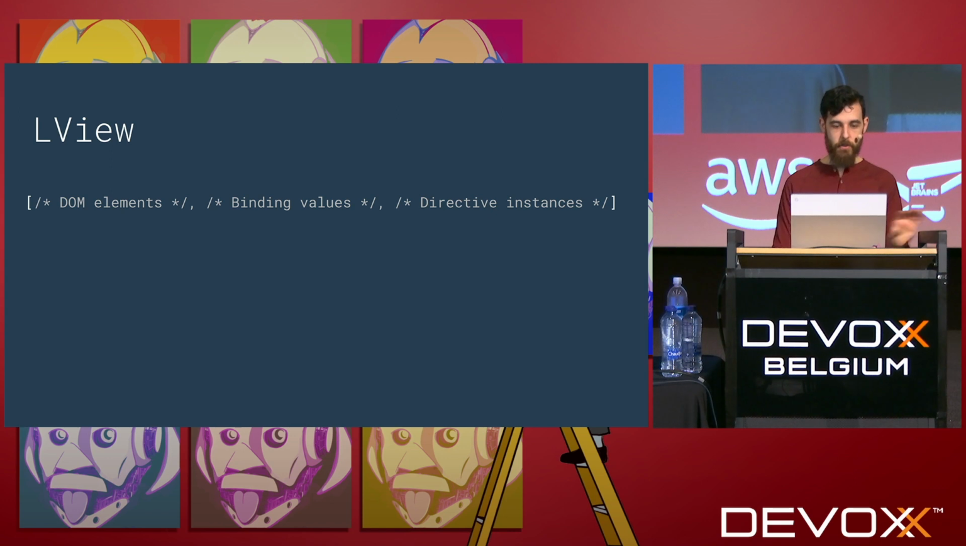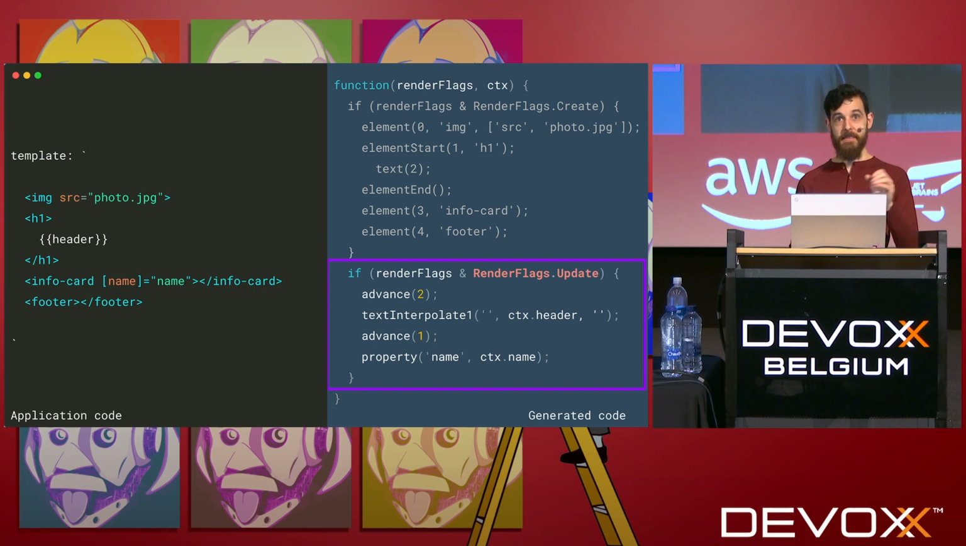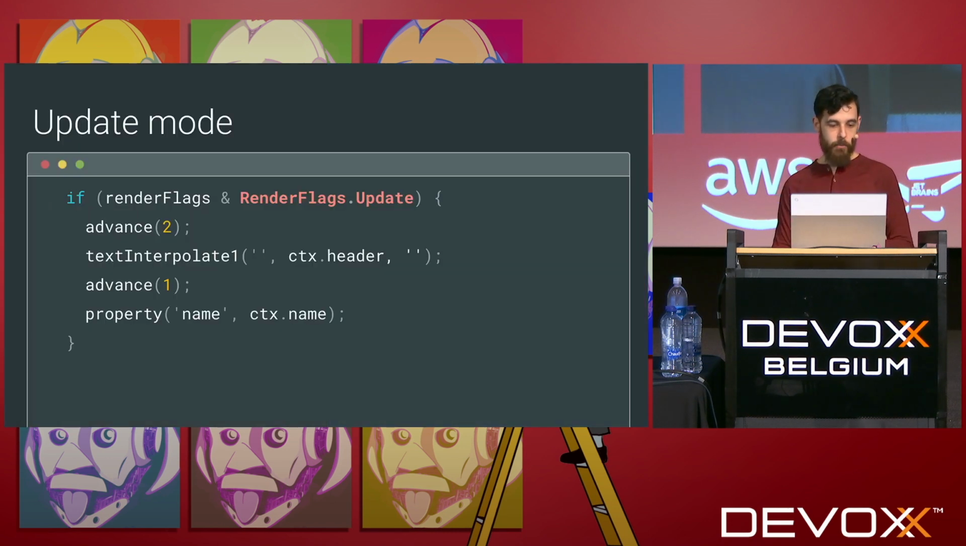And this LView as a whole looks something like DOM elements, followed by binding values, followed by directive instances. And for this example, we're going to have in it our image, the h1, the text node that we create, and those other elements. And so now that you know about that, we can go ahead and look at the second part of this generated code, which is the update block. So if we zoom in on that, we'll see there's some stuff here that also looks pretty straightforward.